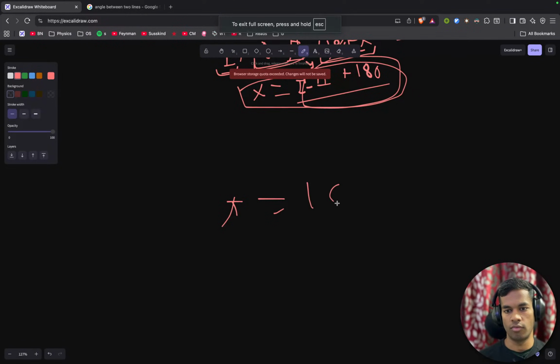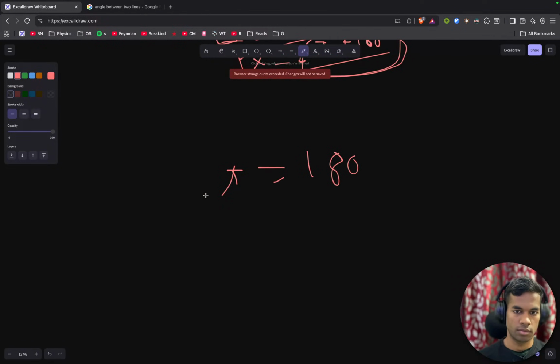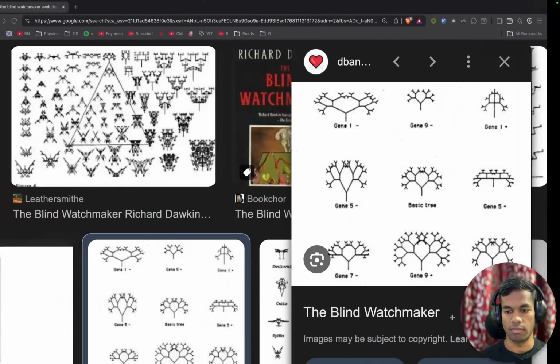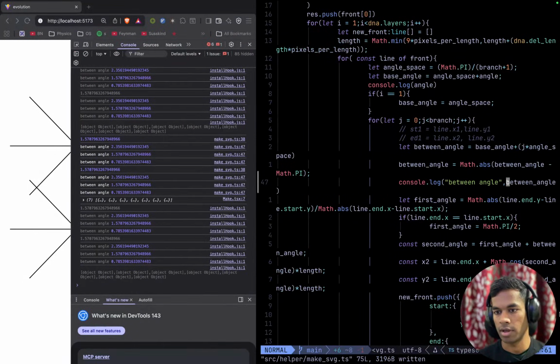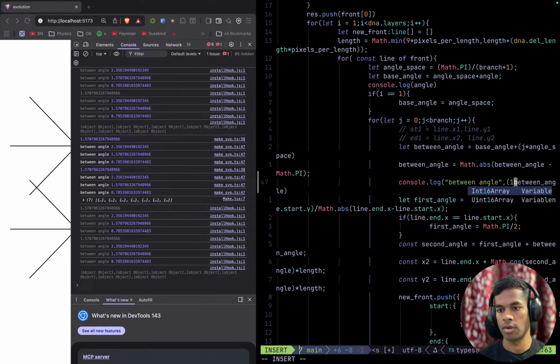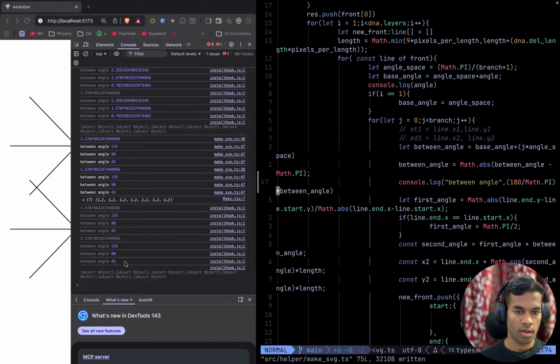so pi equals 180 degrees. So 1 unit of pi angle equals 180 divided by pi. So yeah, multiply this by 180 divided by math dot pi. Okay, we have an angle at 90 degree, one angle at 45, and one angle at 135 degree.